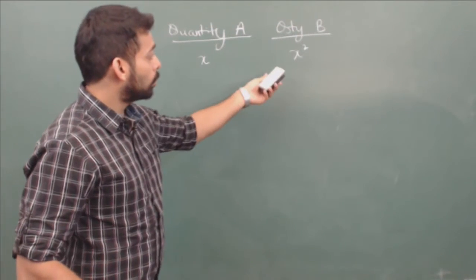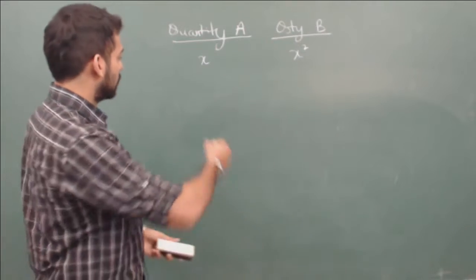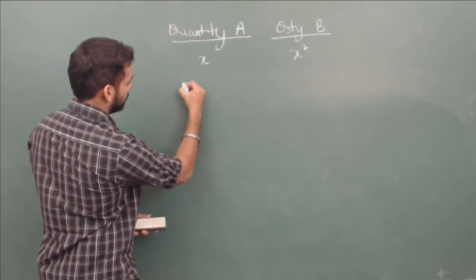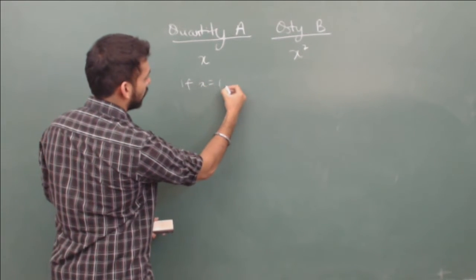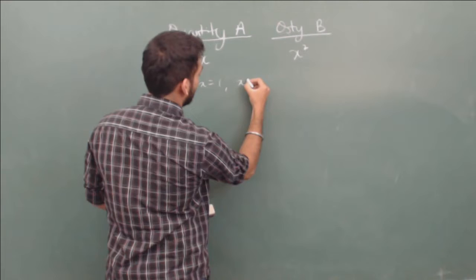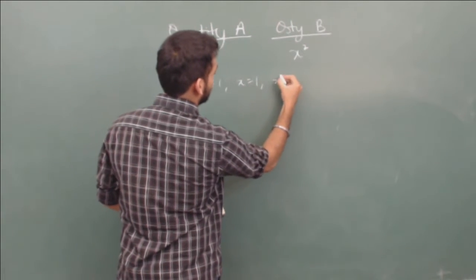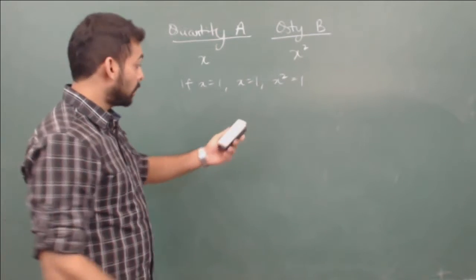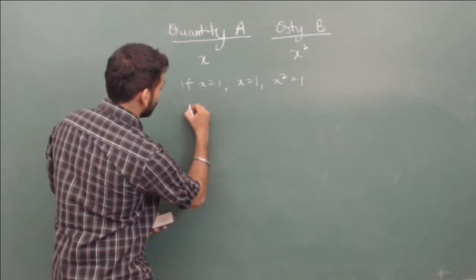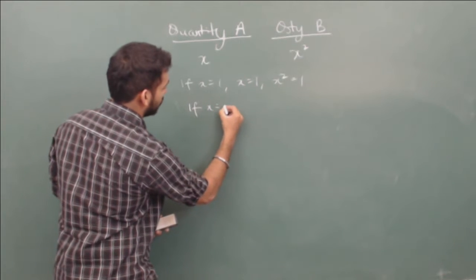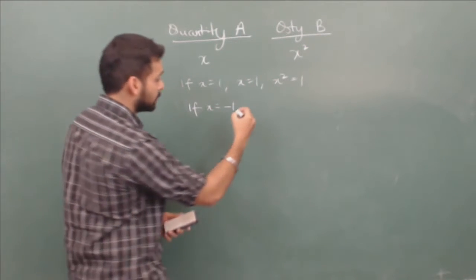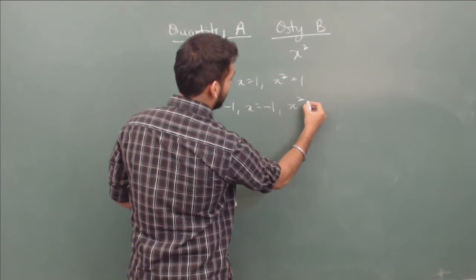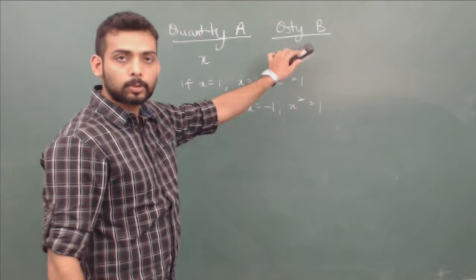But if you put it into practice, you can test it for different values of x. For example, if x is equal to 1, then x is equal to 1 and x square is also equal to 1. So in this case the values are equal. Another case: if x is equal to minus 1, then x is equal to minus 1 and x square is equal to 1. In this case x square is bigger.